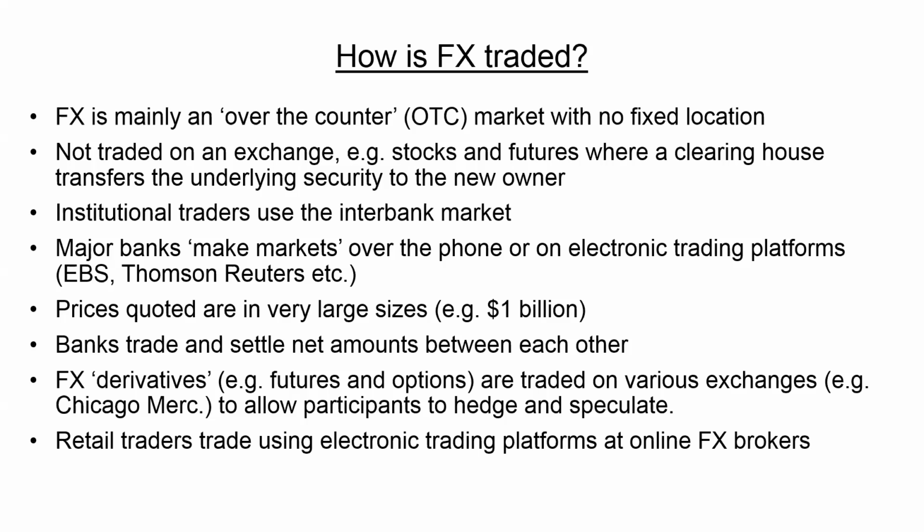So the banks trade and settle net amounts between each other. They may trade with each other thousands of times per day. And at the end of the day, they will do a net settlement with each other. Bank A owes Bank B $50,000 because Bank A or Bank B made a profit or a loss of $50,000. So you get this kind of net settlement at the end of the day, and two or three days down the line, money changes hands based on the transactions which are made.